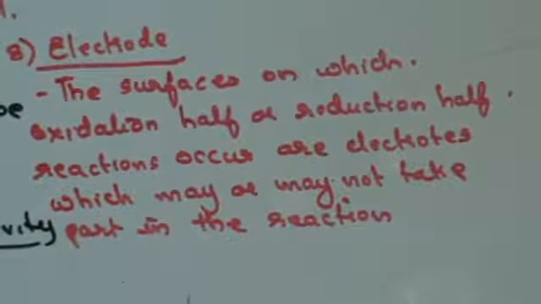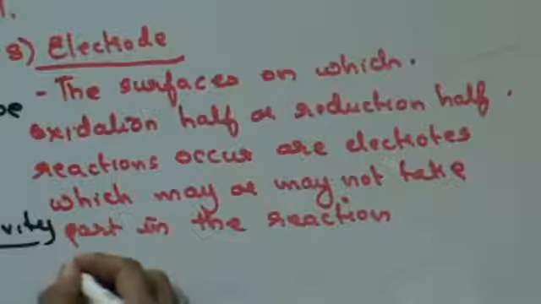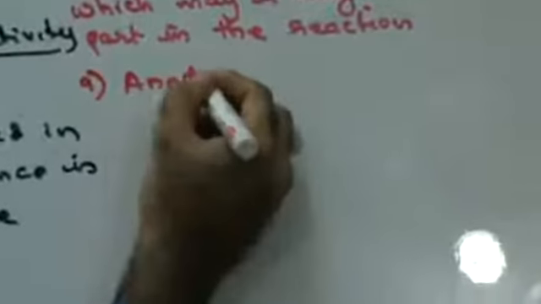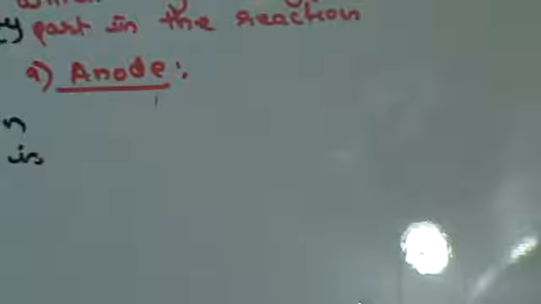Now, I said there's one electrode on which oxidation will take place, and another electrode on which reduction will take place. These two separate electrodes are named anode and cathode. What is the anode? The electrode where oxidation takes place. What do I understand by oxidation, guys? Loss of electrons. So the surface on which loss of electrons takes place is called the anode.